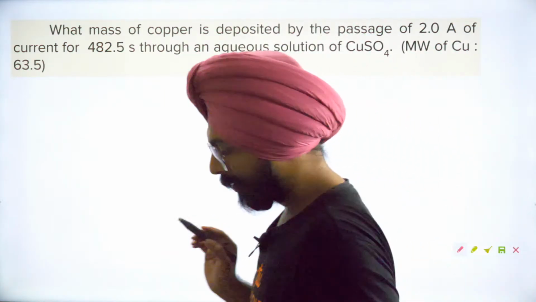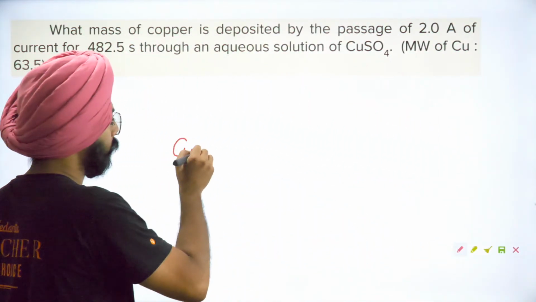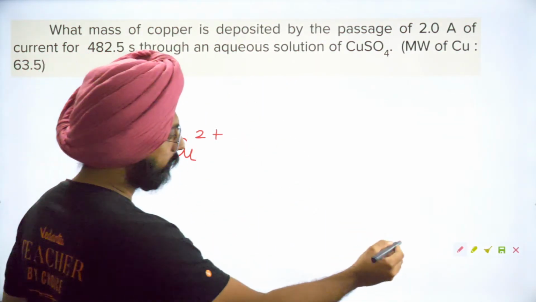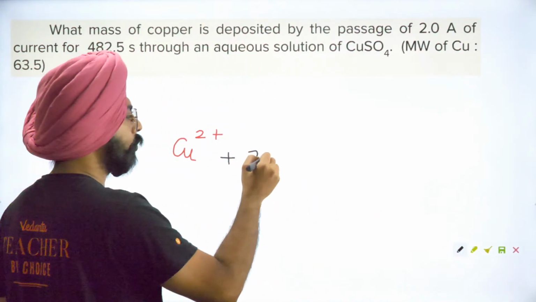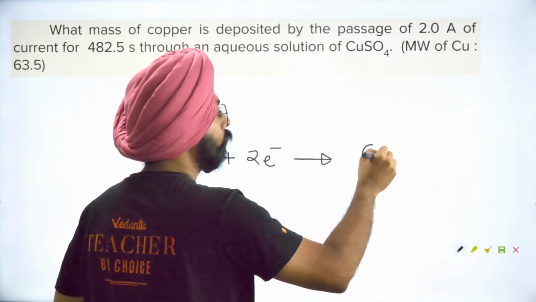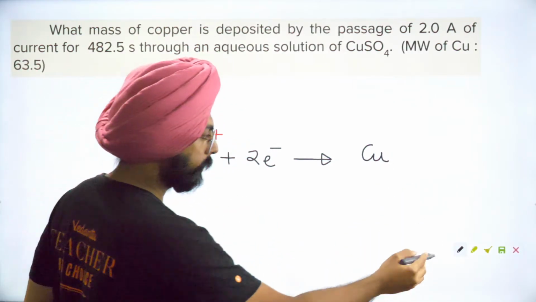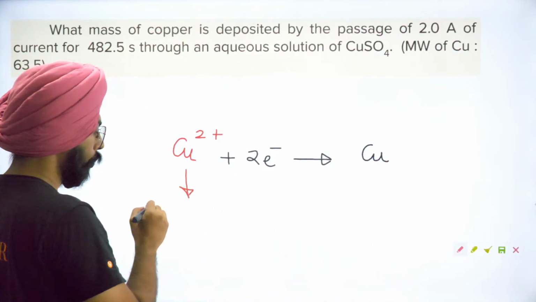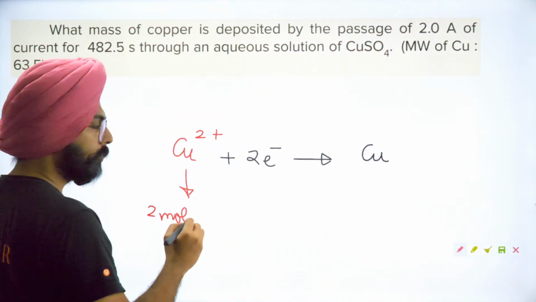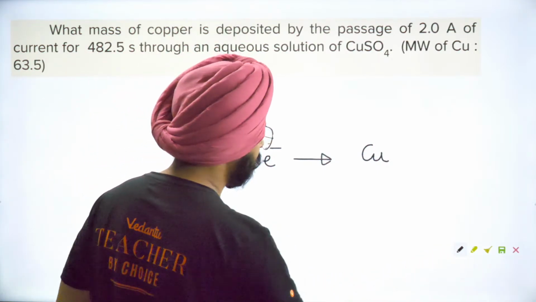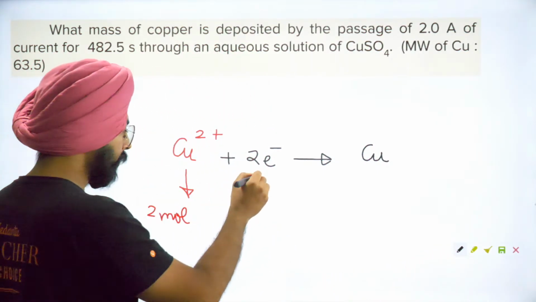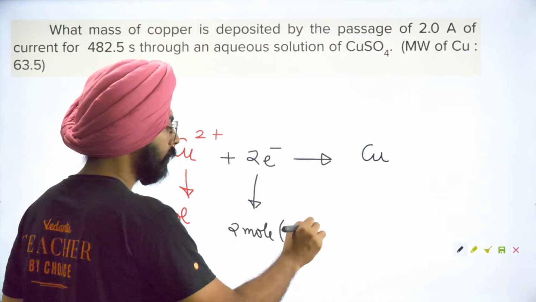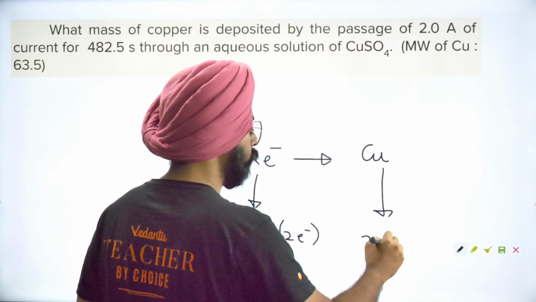Look, my dear friends, if you've got copper 2 positive, assume, as it's in the question, copper 2 positive needs 2 electrons to become copper, correct? Now, if I have 2 moles of copper 2 positive, do you realize it needs 2 moles of 2 electrons in order to turn into 2 moles of copper?